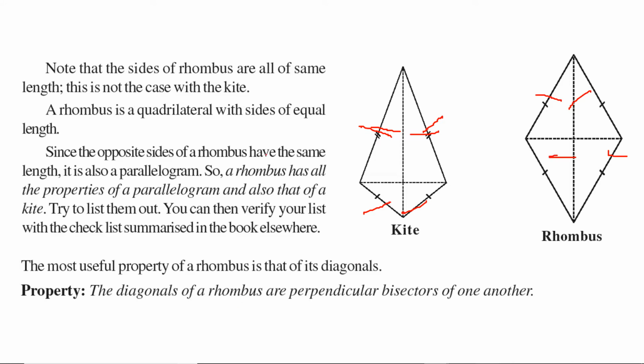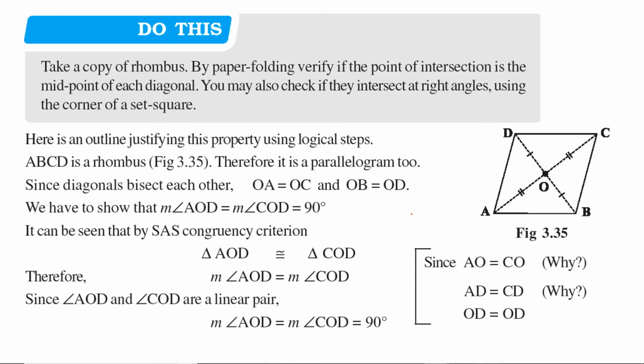And the rhombus has all the properties of the parallelogram, as we discussed in parallelogram, and also that of a kite. So the diagonals of a rhombus are perpendicular bisectors of one another. That means this is 90 degree and these two are equal. These two are equal. All these angles are 90 degree, and all these, this is equal to this is equal to this. So how to check? Just by saying will not work. We have to prove everything.